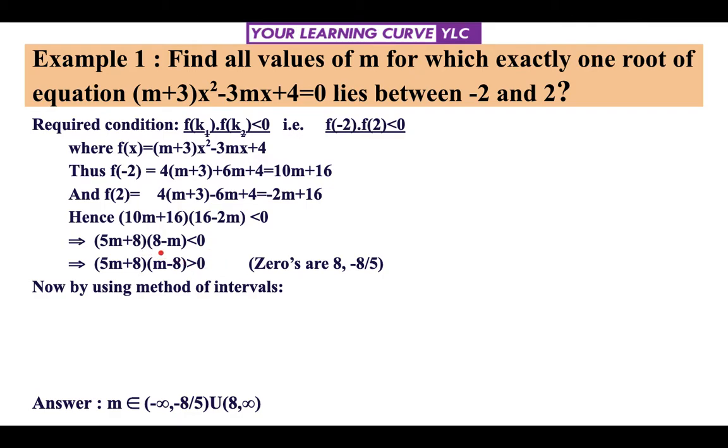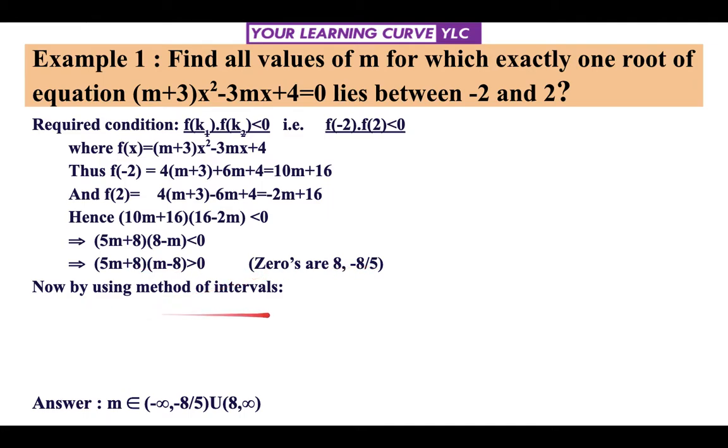Before we proceed for the method of intervals, we have to make sure that the variables involved in the inequality are positive. So we have to make this m positive. We take out minus sign common from this bracket, multiply this entire inequality, so we get (5m + 8)(m - 8) greater than 0. Since we are multiplying by a minus 1, this inequality reverses, and now the inequality becomes (5m + 8)(m - 8) is greater than 0. The numbers which are making this expression 0 are -8/5 and 8.